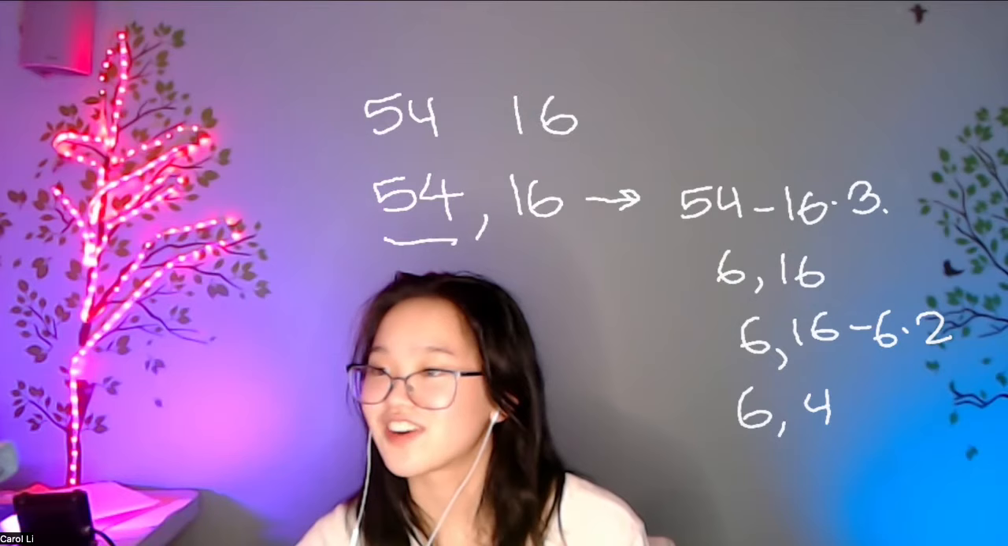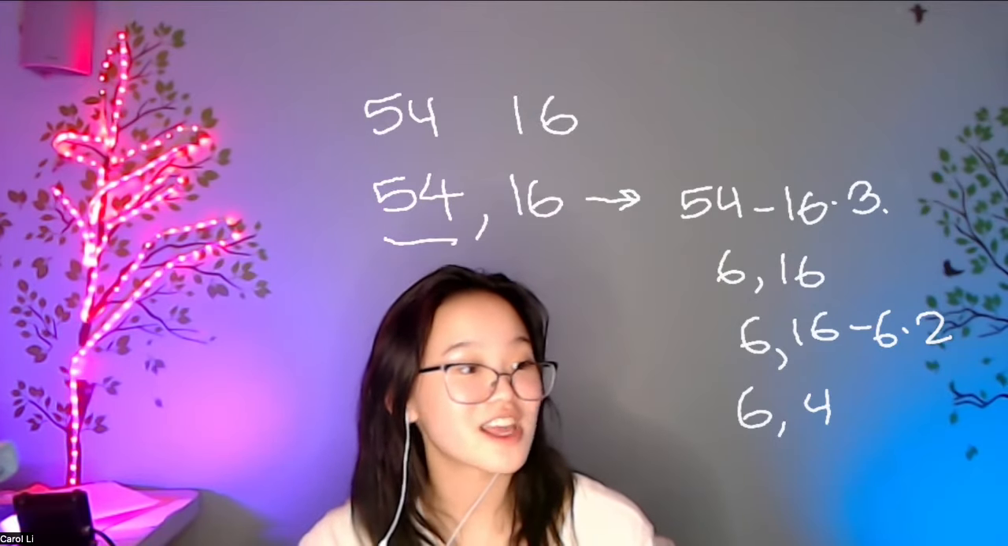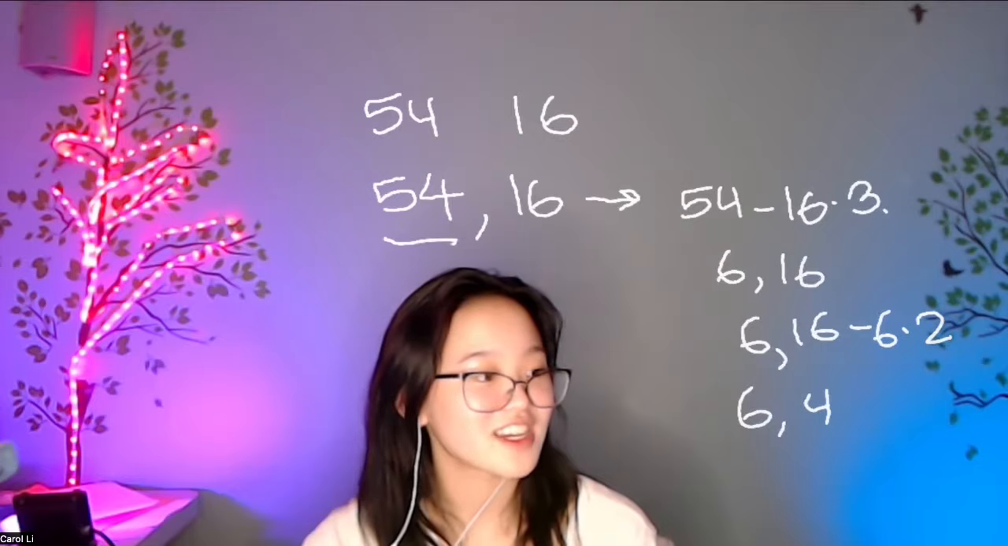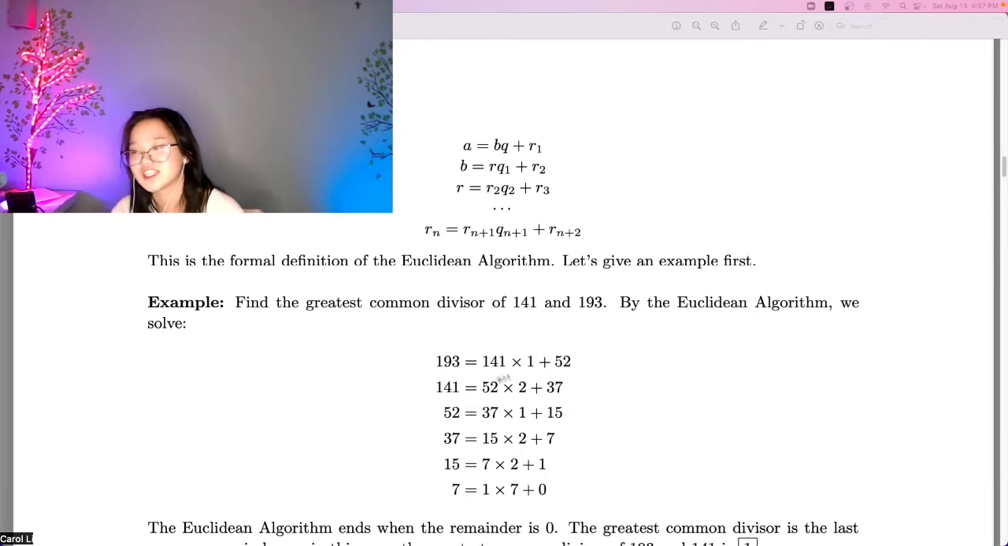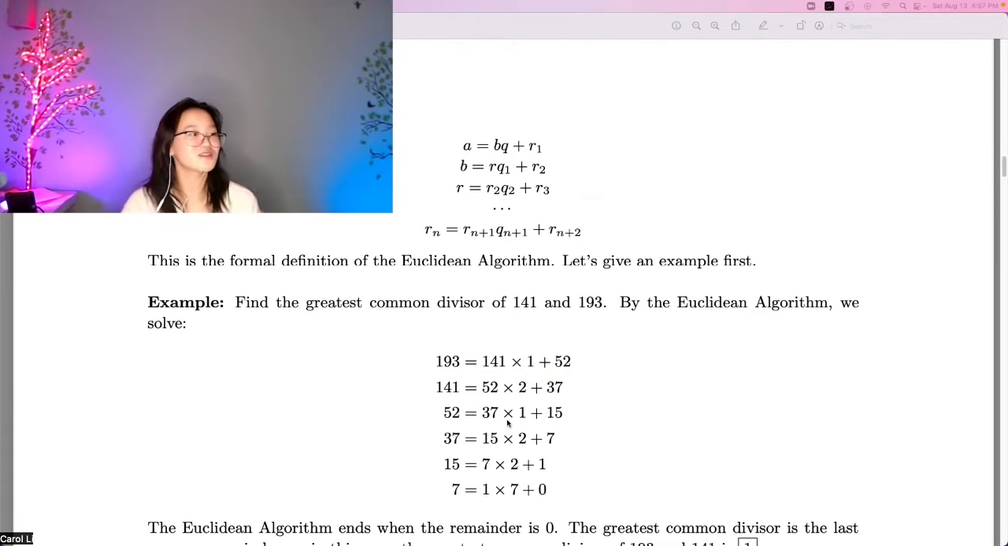Okay, so I should give you guys some practice. The example I gave in the handout is a lot bigger, but it's basically the same thing, except I moved everything over. So the greatest common divisor of 141 and 193 is equal to that of 52 and 141, and then 37 and 52, and then 15 and 37, and then 7 and 15. Basically, what you get is equal to 1.